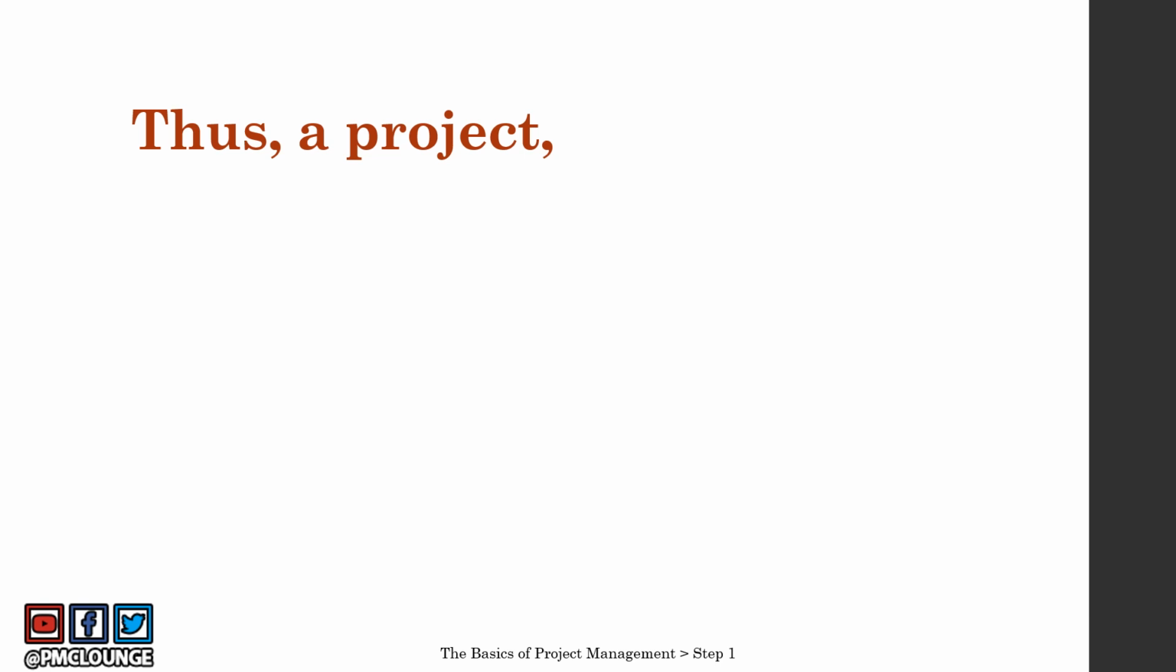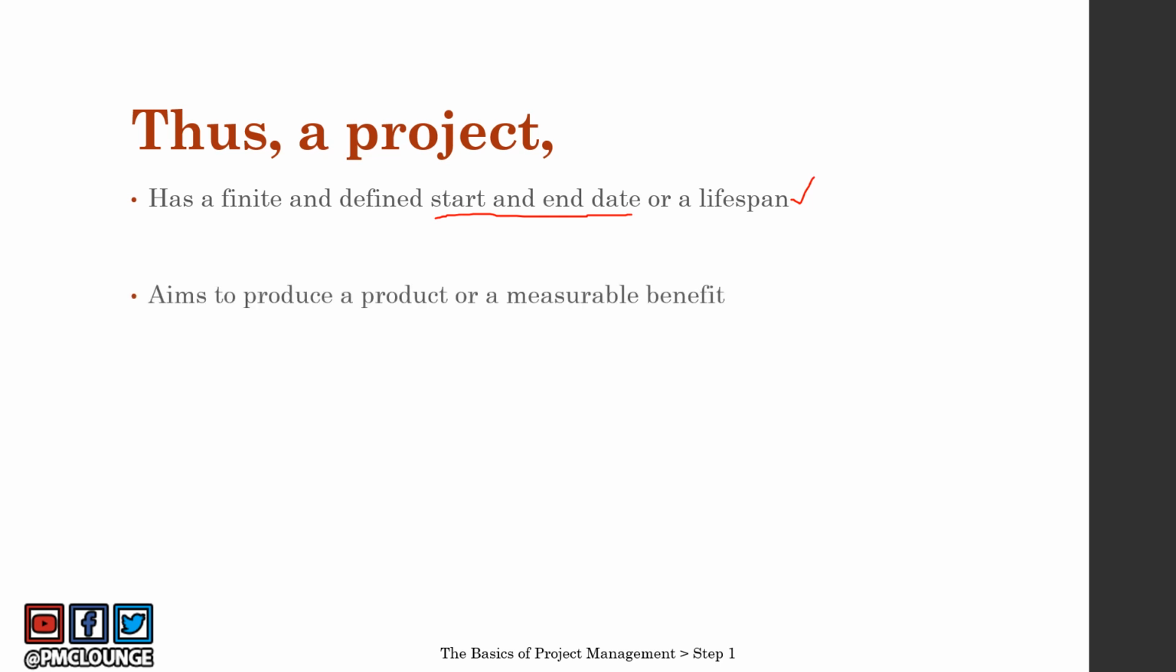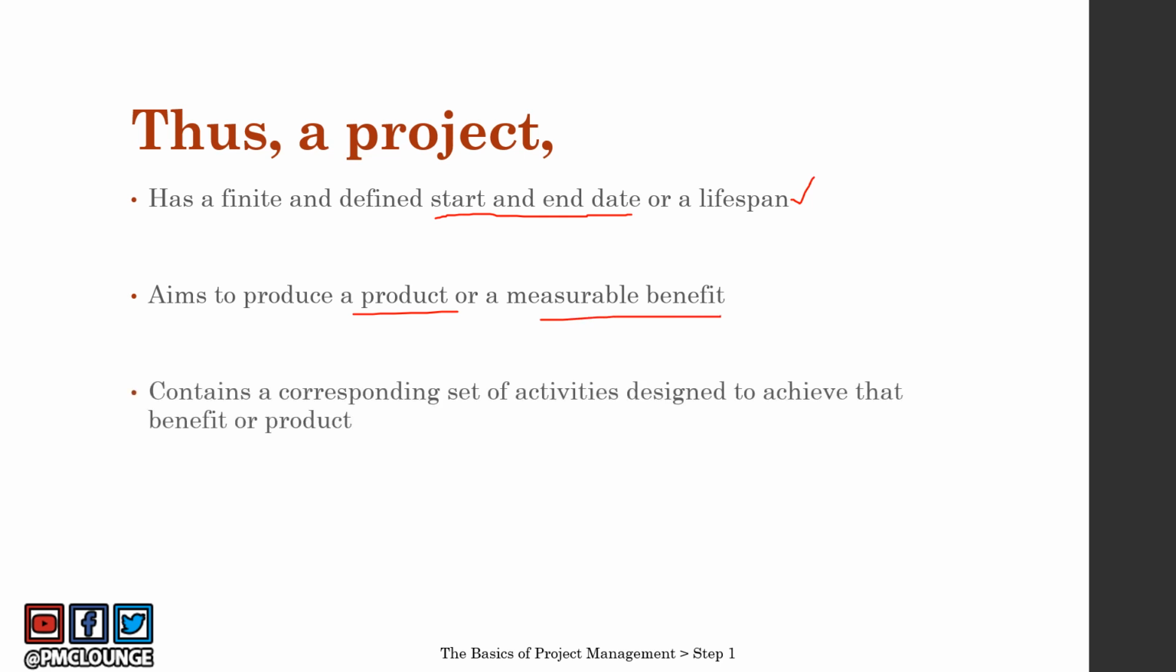There are 4 points that I can easily define a project in. Number 1, a project will always have a finite and defined start and end date, or a specific lifespan, right? A project will always have that. A project aims to produce a product or a measurable benefit. Very, very important. A project is going to contain a corresponding set of activities designed to achieve the benefit or the product, whatever that you are pursuing the project for.